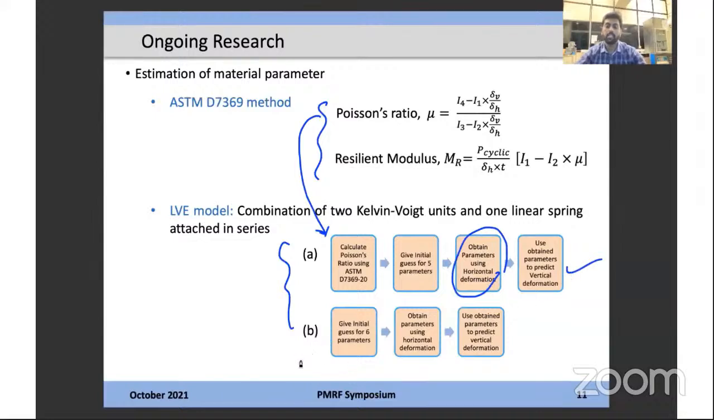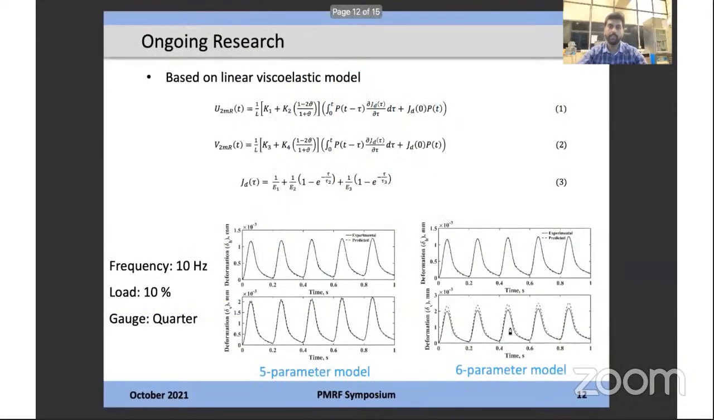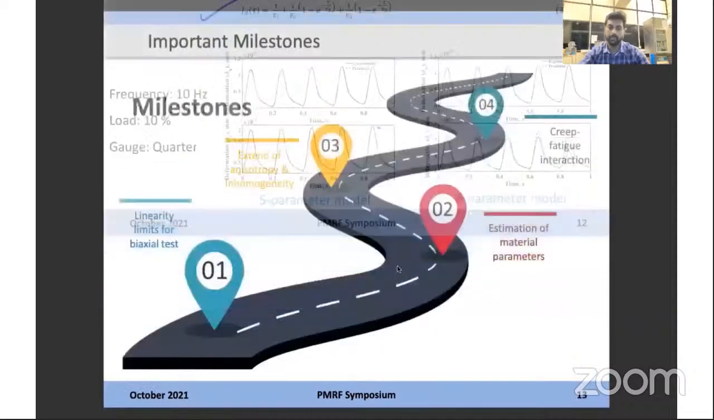In the second case, we will consider viscoelastic Poisson ratio as a fitting parameter, and the initial guess for the 6 parameters will lead to the fitting of the horizontal deformation, and the resultant parameters were used to predict the vertical deformation. These are the equations: equation 1 represents the horizontal deformation and equation 2 represents the vertical deformation, and using the estimated parameters as followed in equation 3, we will get the creep compliance. From the creep compliance, we can compute the modulus value. These are a few plots which are used for fitting the experimental data.